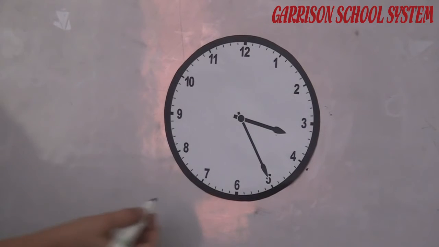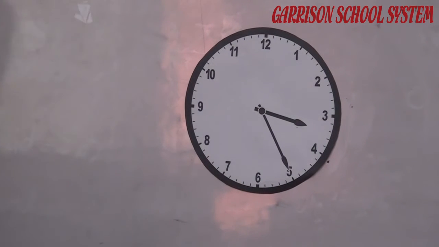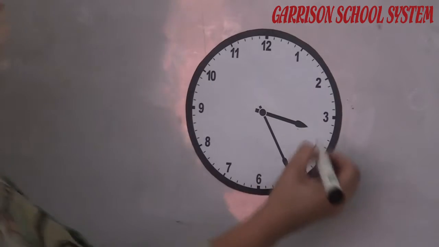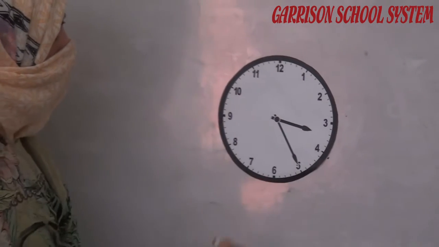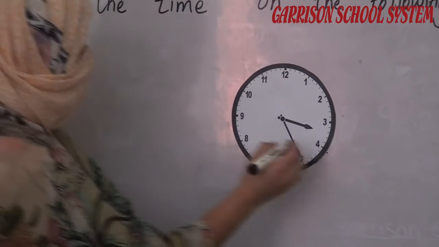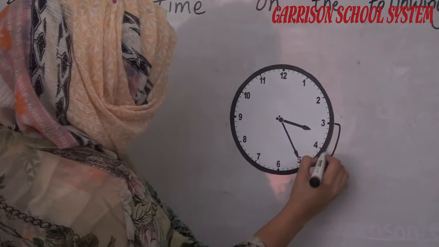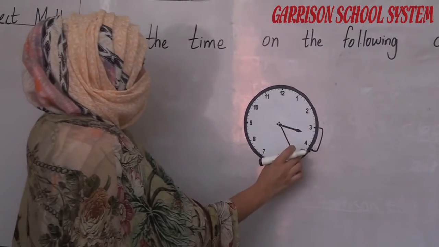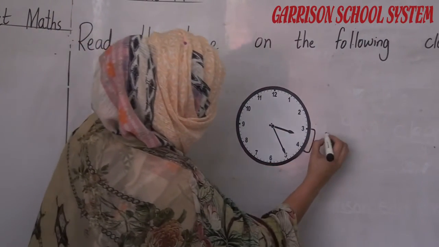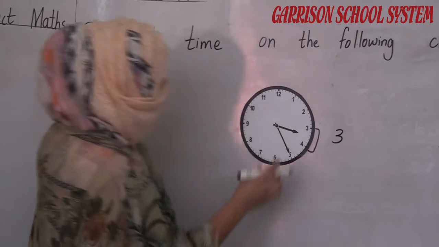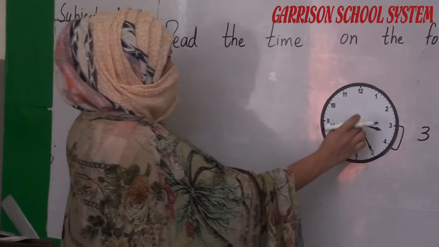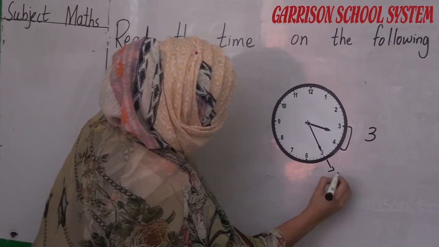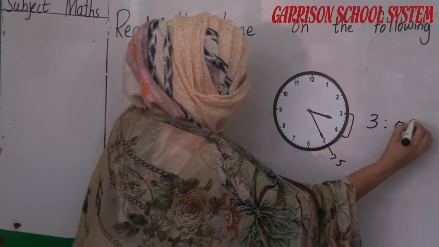Okay, student, here is another clock. Can you tell me what's the time here? Here are also two hands, small hand and larger hand. The small hand is between 3 and 4. It is between the 3 and 4 number, but the hour of the day is 3. Now look at the larger hand. It is pointing to the number 5. So what's the time? Time is 3:05.